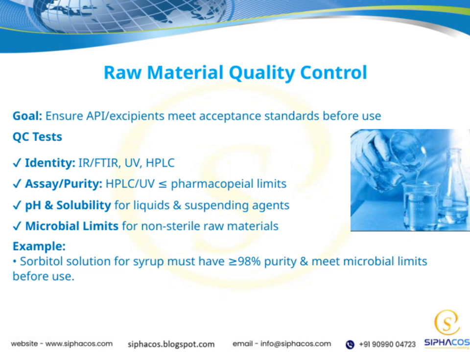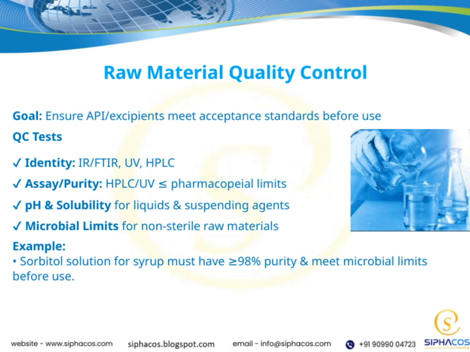Now, to achieve this, we perform a series of QC tests. First, there's the identity test, which often involves techniques like IR or FTIR spectroscopy, UV, or HPLC. These tests confirm that the material is what it's supposed to be. Next, we look at assay and purity, typically using HPLC or UV methods, to ensure the material's content is within pharmacopoeial limits. This helps verify the correct dosage and purity of the raw materials.